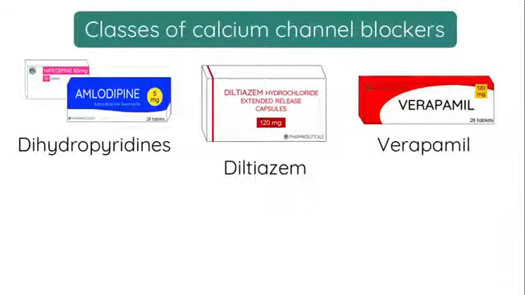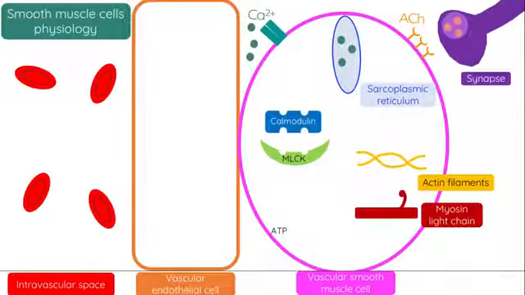There are three main types of calcium channel blocker. Some calcium channel blockers act on calcium channels found in vascular smooth muscle, and others act on calcium channels found in the heart. The first group we'll start with are dihydropyridines, and these are the class of calcium channel blockers that include amlodipine, nifedipine, nimodipine, basically any that end in pine, and these are highly specific to vascular smooth muscle. So let's quickly review how they work.